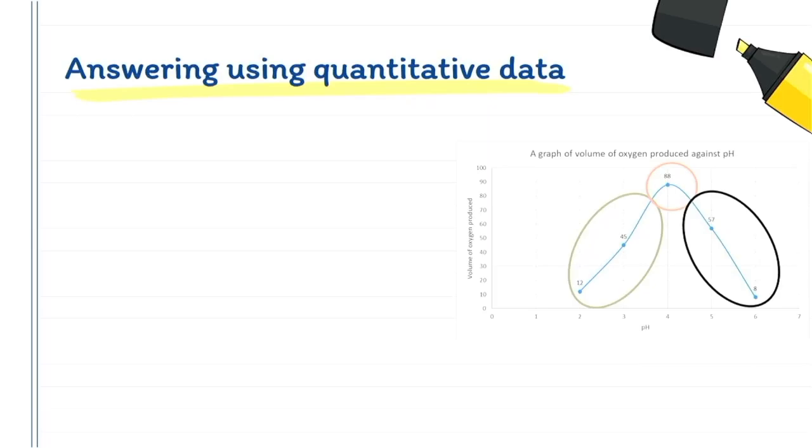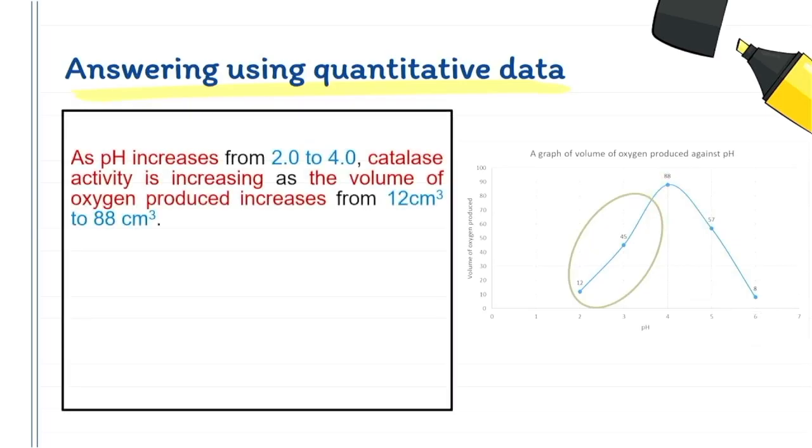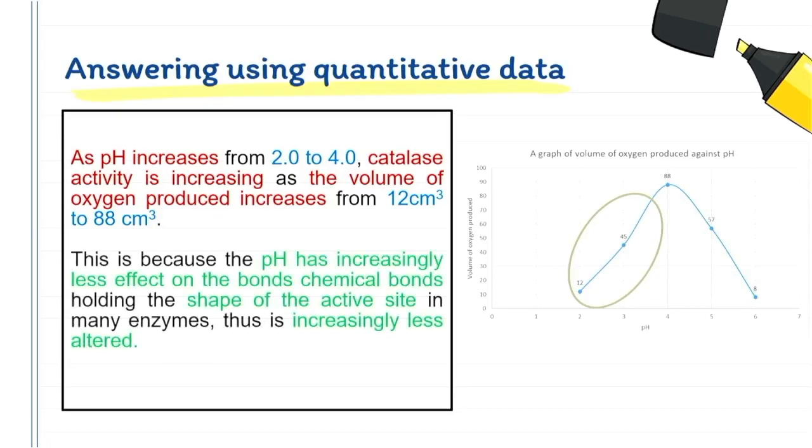Considering our claim, evidence and reasoning, this is how we do it. As the pH increases from 2.0 to 4.0, catalase activity is increasing as the volume of oxygen produced increases from 12 cm3 to 88 cm3. This is because the pH has increasingly less effect on the bonds holding the shape of the active site in many enzymes. Thus, this is increasingly less altered.